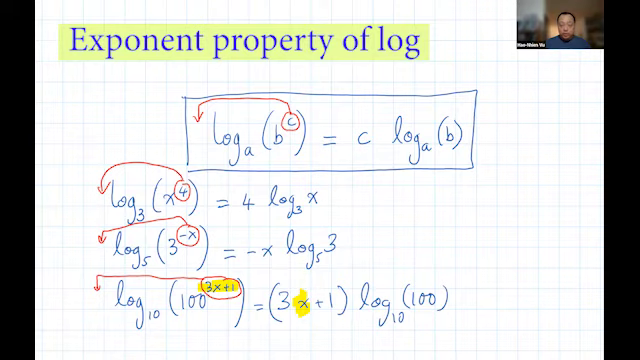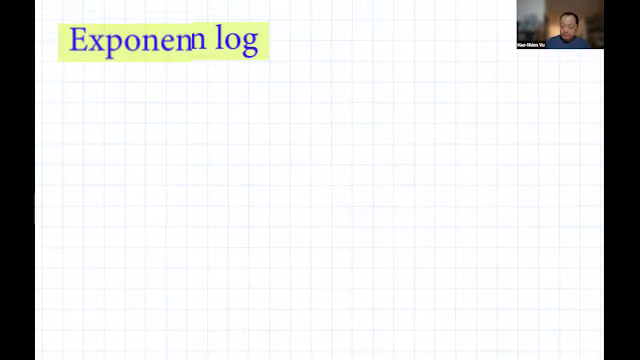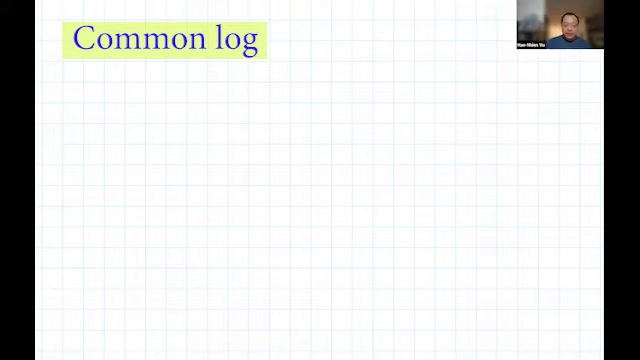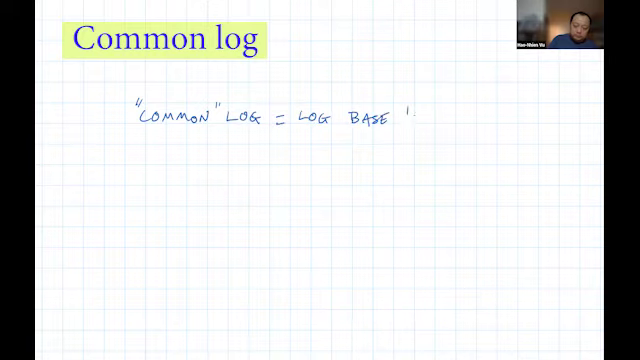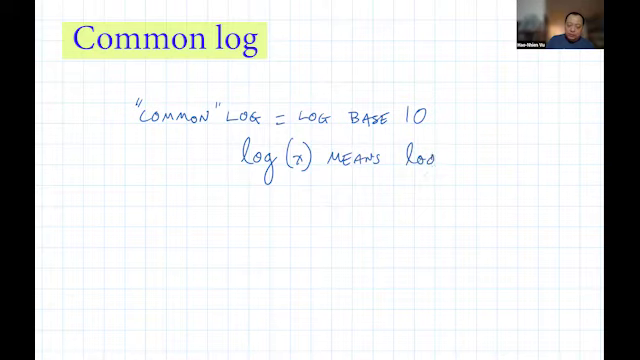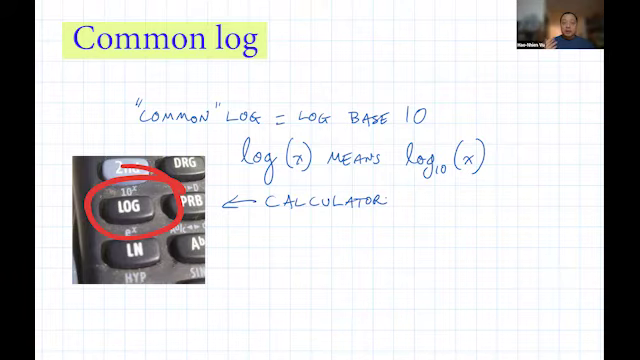Now let's see how this works with log base 10. Log base 10 is called the common log. And we write it as just log without any subscript. So when I write log of x, then what I mean is log base 10 of x. The 10 is unspoken, but understood. On a calculator, the log base 10 key is log.